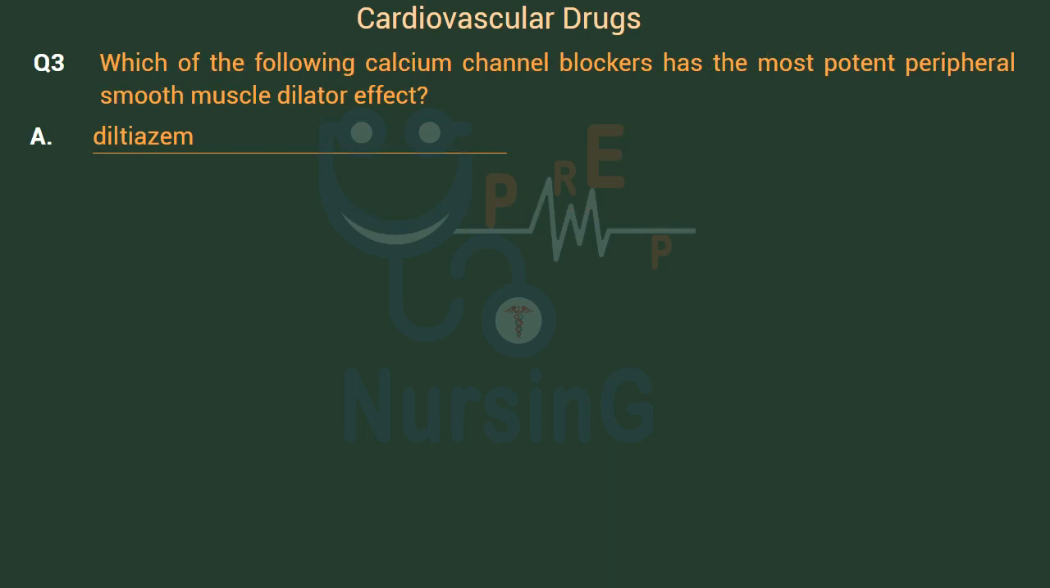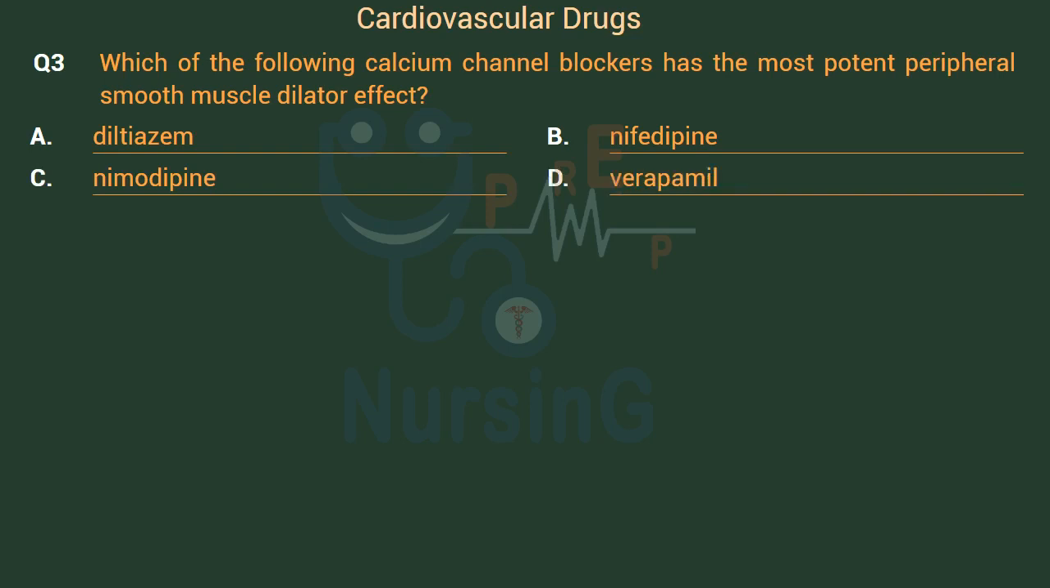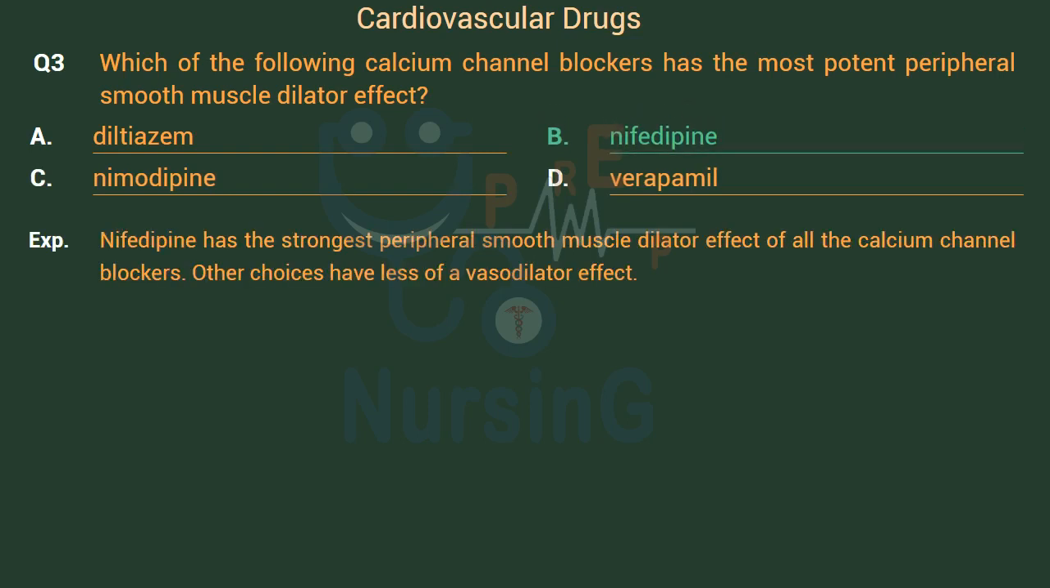Which of the following calcium channel blockers has the most potent peripheral smooth muscle dilator effect? Option A. Diltiazem. Option B. Nifedipine. Option C. Nimodipine. Option D. Verapamil. Right answer is Option B. Nifedipine has the strongest peripheral smooth muscle dilator effect of all the calcium channel blockers. Other choices have less of a vasodilator effect.